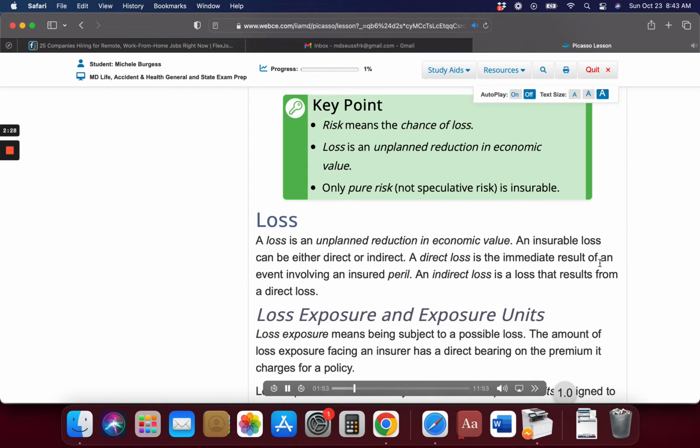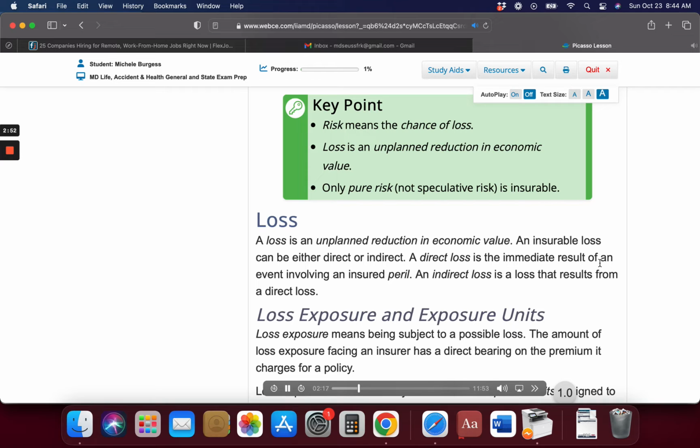Loss. A loss is an unplanned reduction in economic value. An insurable loss can be either direct or indirect. A direct loss is the immediate result of an event involving an insured peril. An indirect loss is a loss that results from a direct loss. Loss exposure and exposure units. Loss exposure means being subject to a possible loss.